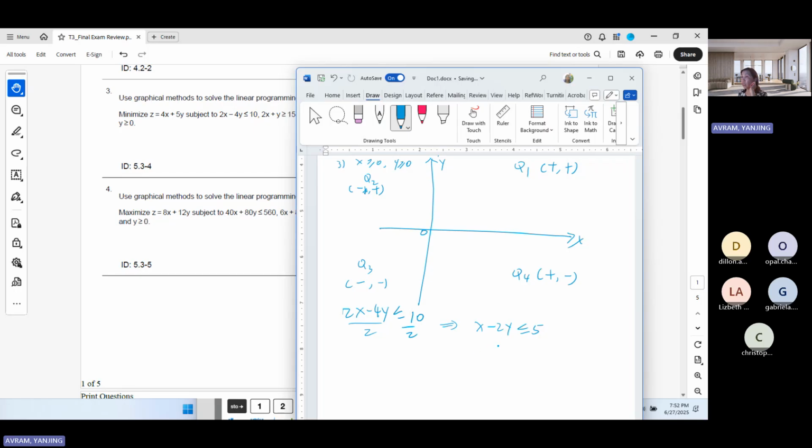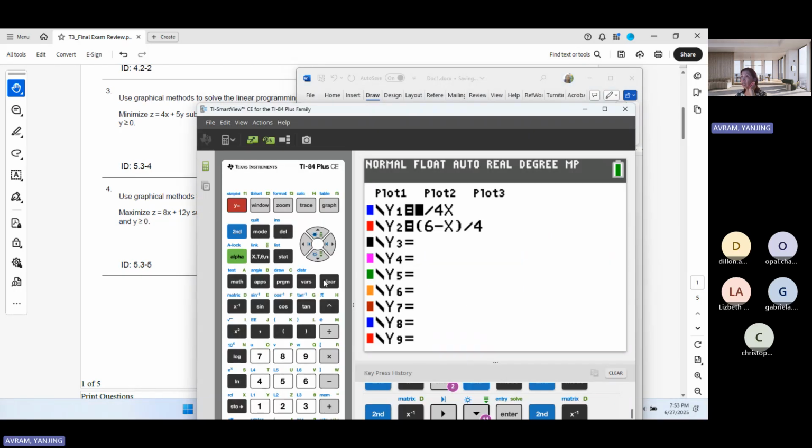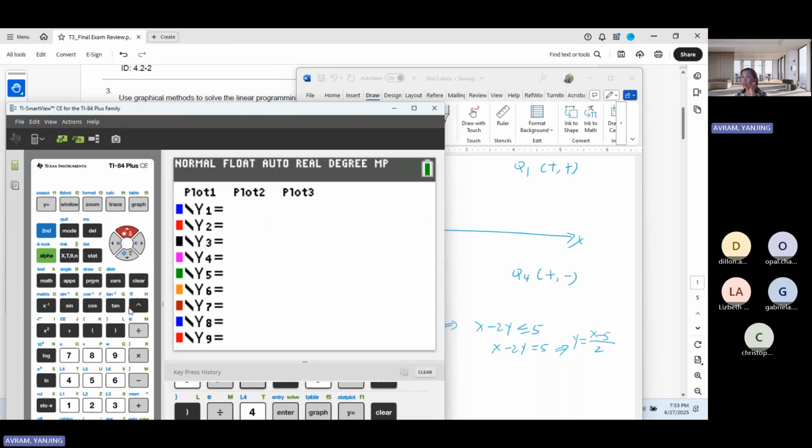Basically, I need to graph the equal sign first: x minus 2y equals 5. If you want to put it in a calculator, you do need to solve for y. So y equals (x minus 5) over 2. You can put this in a calculator if you want. Clear everything out, and then we have x minus 5 divided by 2, and then we hit graph.